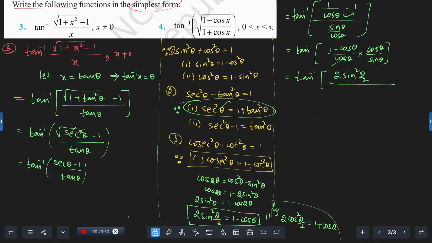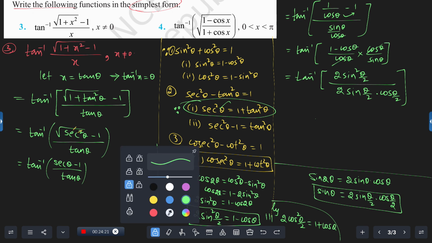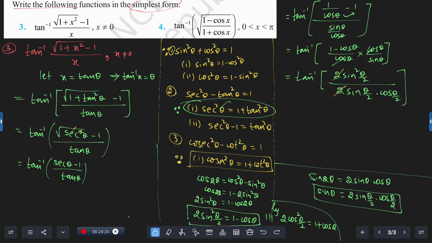Sin theta equal to what formula do we have? Do you remember the sin 2 theta formula? 2 times sin theta into cos theta. I need only sin theta, so the 2 you can send opposite, and again theta becomes theta divided by 2. So sin theta equal to 2 sin theta by 2 into cos theta by 2. This is what I am writing. Understand? Now we can cancel this 2, and one sin theta by 2 is cancelled.